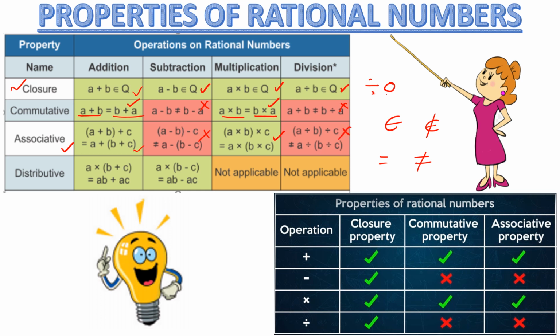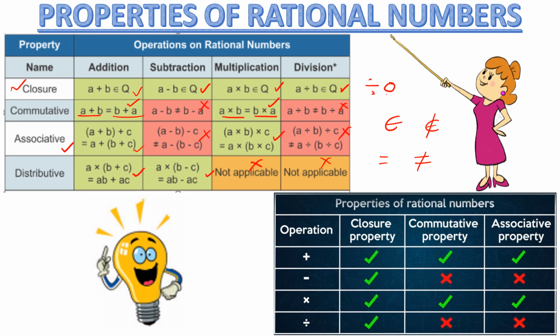Now distributive property, it is only satisfied under addition and subtraction. Yes, it is a into b plus c equals ab plus ac, and a into b minus c is equal to ab minus ac. This distributive property is also satisfied under subtraction, but it is not applicable for multiplication and division, right? So now let us see the properties of rational numbers, under which operation it is satisfied.